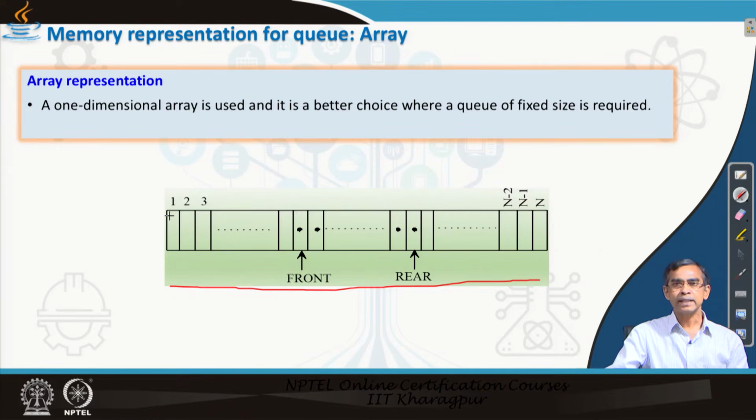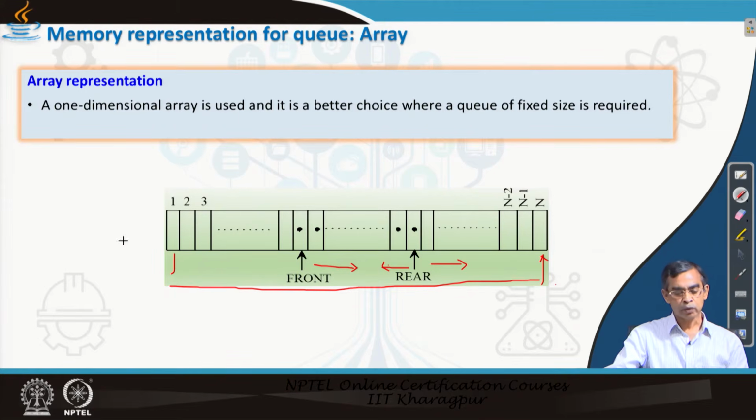Now, because of the operations going on, it is not that front is always here and rear is always here, because these two pointers can move. The front moves in this direction, and the rear moves in this direction. That is basically the idea.